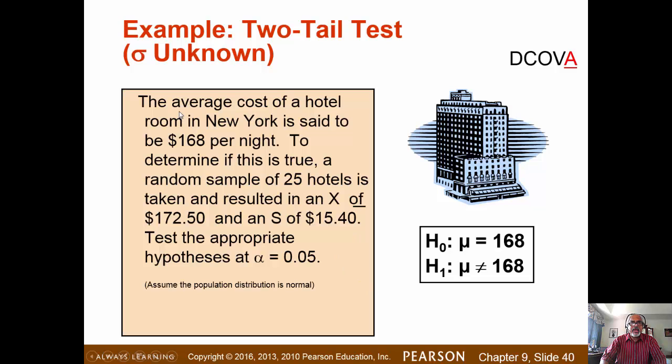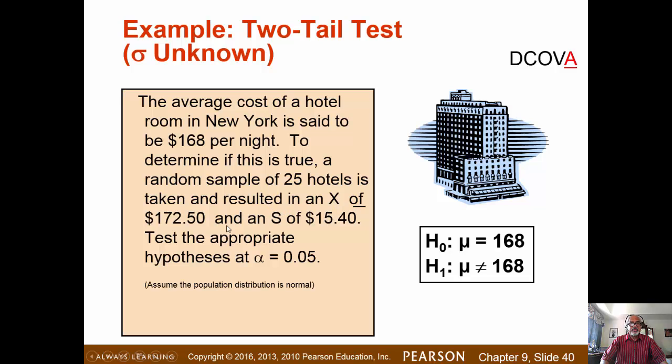Okay. And then once you use T, the rest of it is very similar to the procedure we already looked at. Suppose the average cost of a hotel room in New York is said to be 168. To determine if this is true, is it 168, which means equal to or not equal to 168, the null and the alternative hypothesis. And a random sample of 25 hotels is taken. So the n is 25, it's not 30 or more. And so here is a situation where we have to verify that the underlying population can be assumed to be normal, using the procedures I just mentioned.